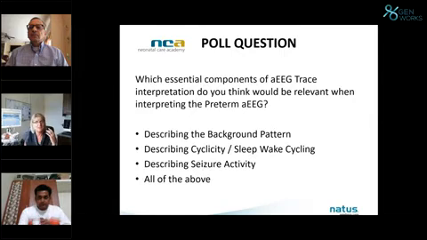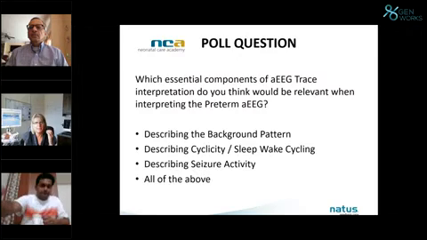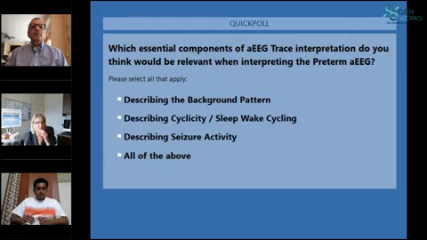Again, we're going to launch some interactive polling sessions for you during this event. My first question to you will be, which essential components of the AEEG trace interpretation do you think would be relevant when we're interpreting the preterm AEEG? I'm launching that poll, and hopefully you who are participants can see that poll and should be able to vote. So if anybody wants to put their votes in, what do you think would be the most essential element when we're interpreting the preterm AEEG?